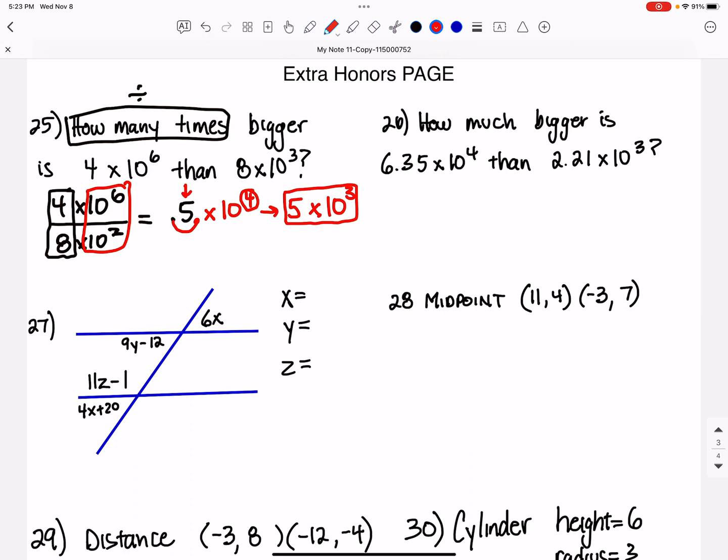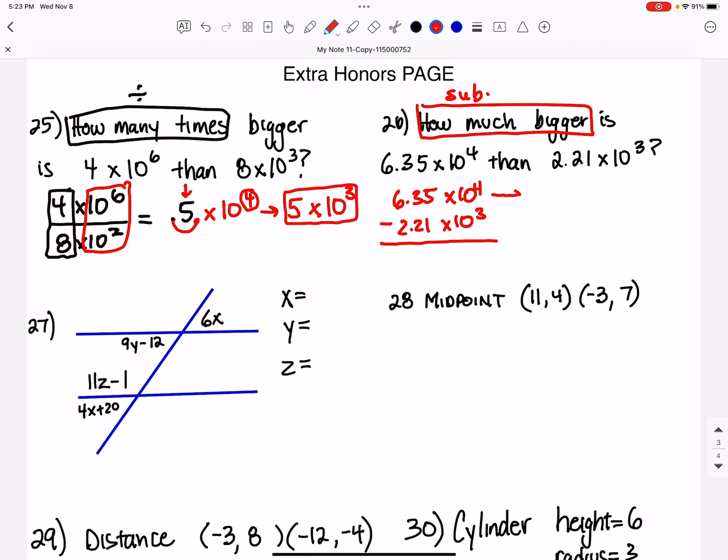All right, how much bigger? If I ever see "how much bigger," that's subtraction. So let's see, 6.35 times 10 to the 4th minus 2.21 times 10 to the 3rd. The thing is, for subtraction, there is no shortcut, so we have to do this the long way. 6.35 is, let's see, 63.5 would be moving it over 1, 635 would be moving it twice, 3 times, 4 times.